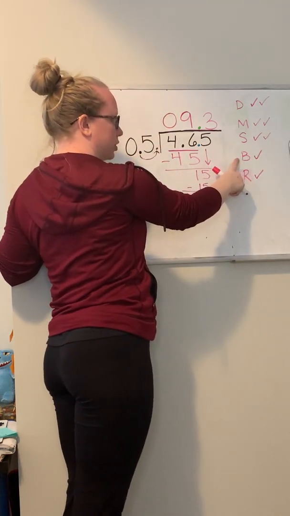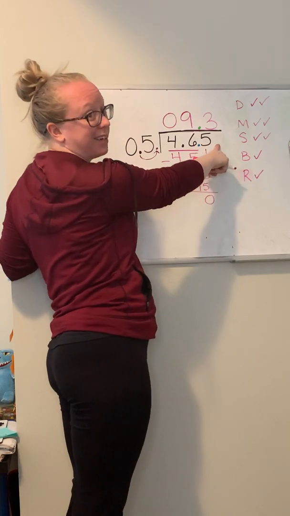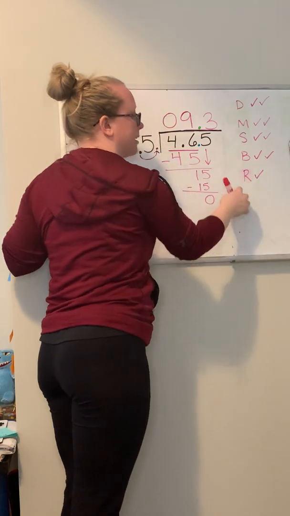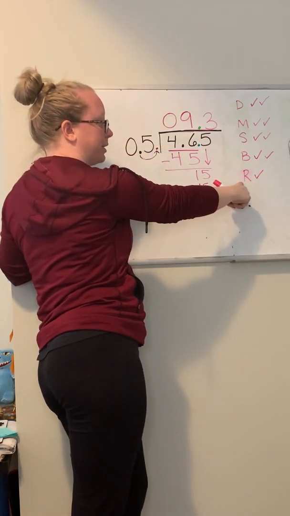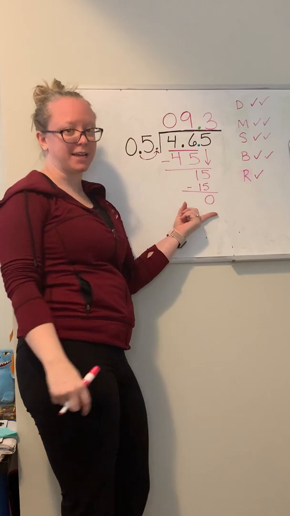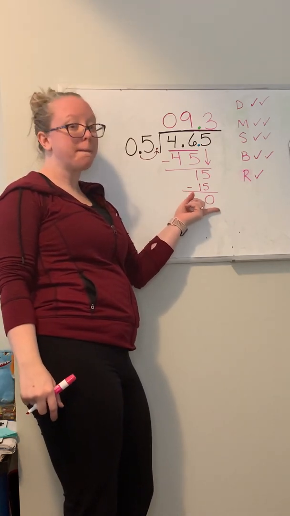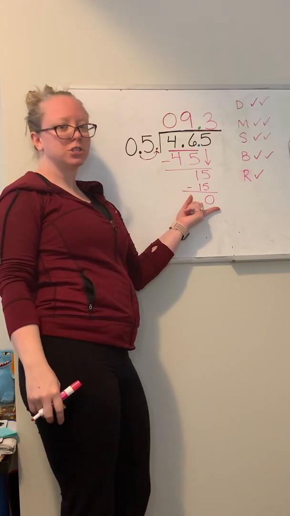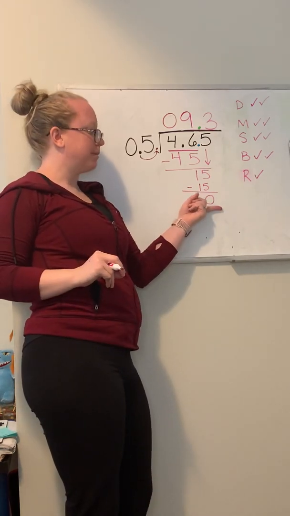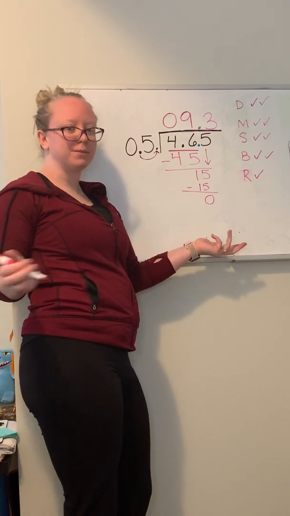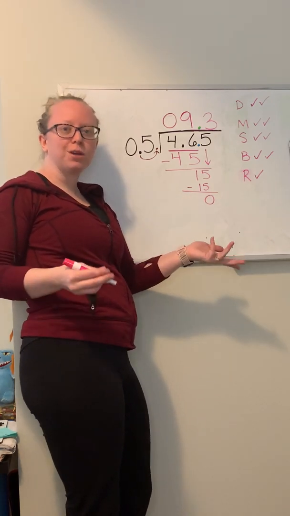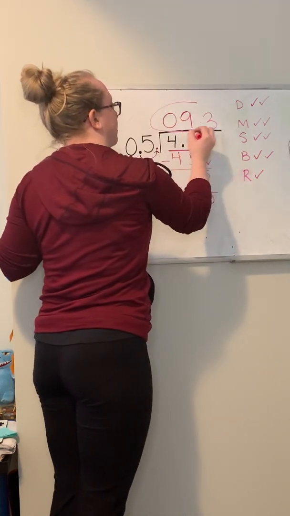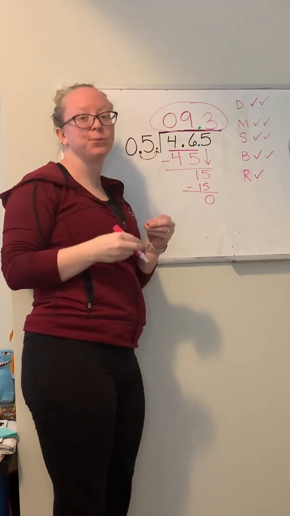I then go down to my B, which is bring down, and I notice I don't have any other numbers to bring down, so I can actually just check that step off. And then I go down to repeat or remainder, and I ask myself that question again. Is this number bigger than my divisor? No, it's smaller. So I know that I'm done. That 0 would be my remainder, or I don't have to put anything up there because it's 0. There's nothing left over. And so I'm done with my problem. And my answer is 9.3 or 9 3/10.